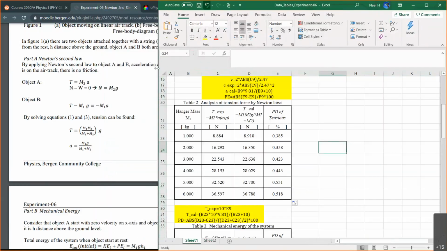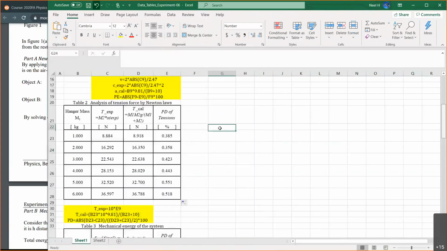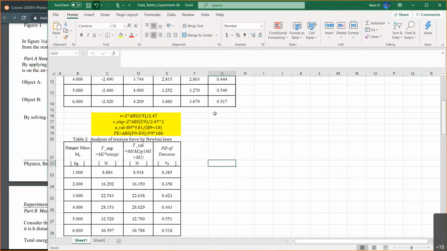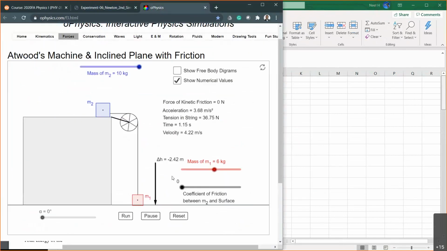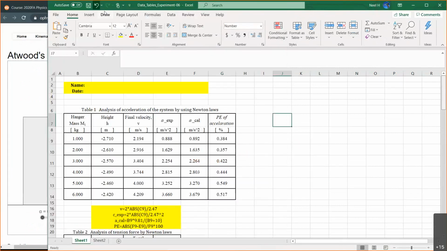To make the graph, you should be familiar with this by now, right? And you may need one picture of the simulator here, right? So let's take one picture of the simulator that you can add somewhere into here.